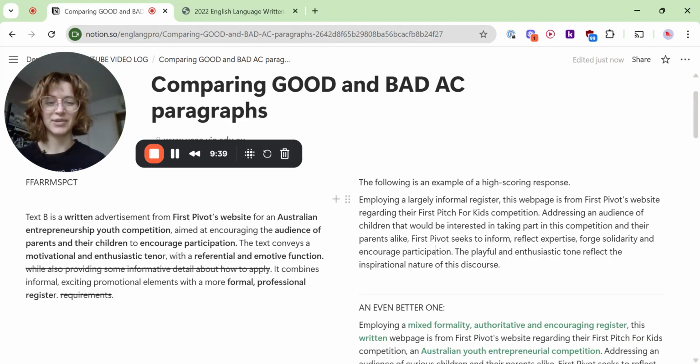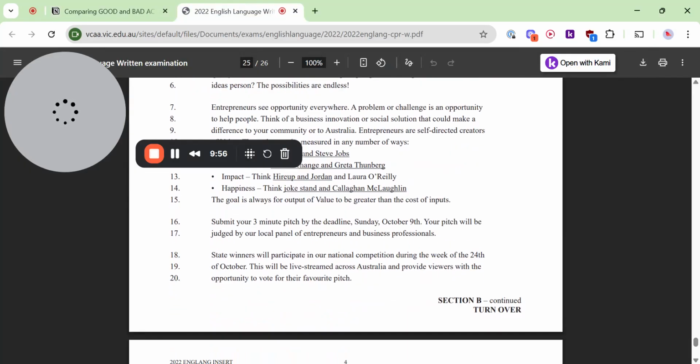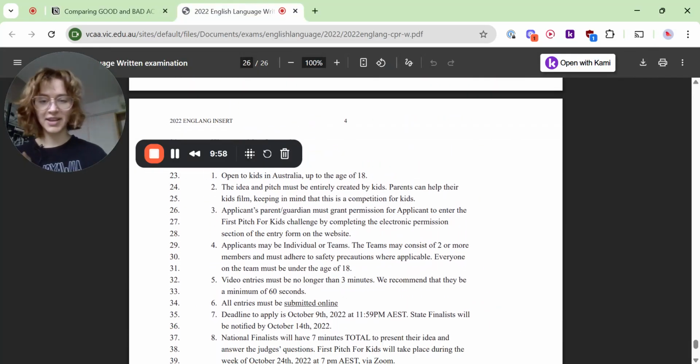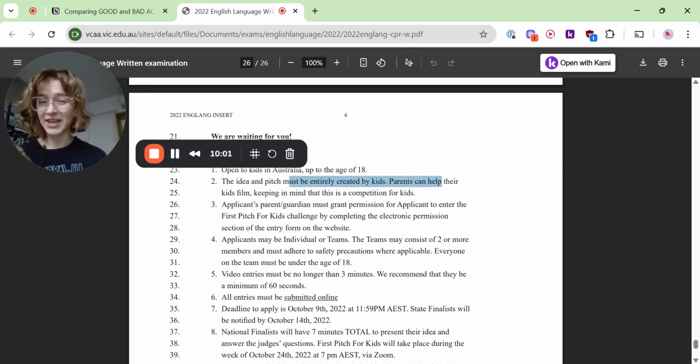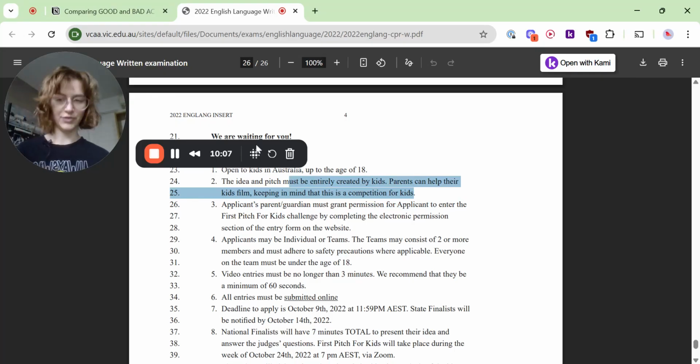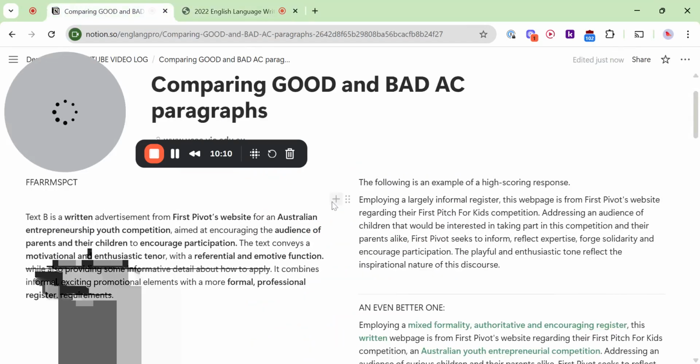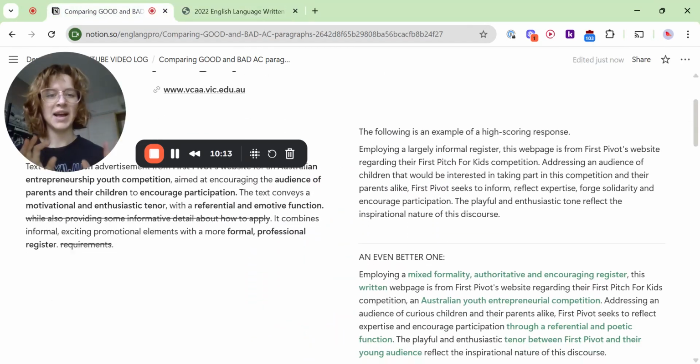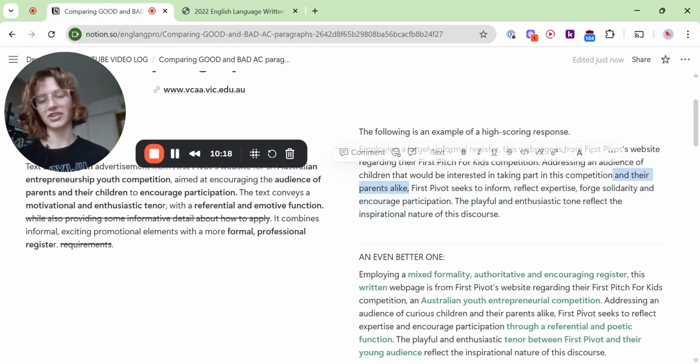Addressing an audience of children that would be interested in taking part is not quite right. They do actually also target parents a little bit. It's kind of tongue-in-cheek, read between the lines, but it is targeting parents during the rules section later on, down here. Here are the rules: open to kids. The idea must be entirely created by kids. Parents can help their kids film, keeping in mind that this is a competition for kids. So they're clearly talking to the parents here. They're not talking to the kids. So addressing an audience, blah, blah, blah. Oh, yes, and their parents alike. So they do actually include parents, sorry.